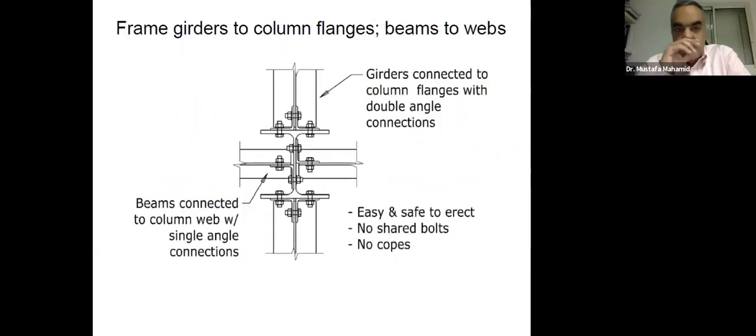Frame girders to column flanges and beams to webs. So girders typically are larger in size and the flanges may be wider. So frame those to the column flanges. Beams typically have less load. They are smaller, with a smaller flange width. So you can probably fit those into the column. So try to do that.